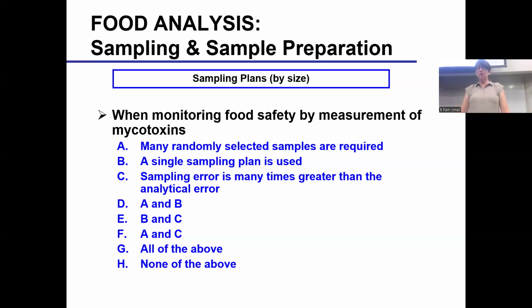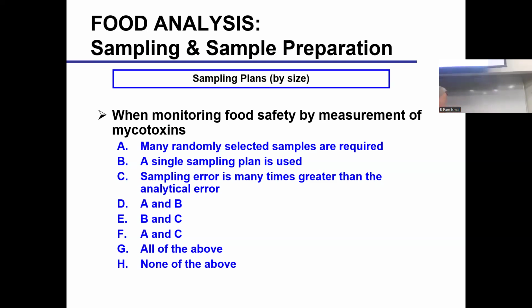So we just talked a little bit about mycotoxin, and here's an example when it is monitoring level of mycotoxins, and you want to measure that. So do we need many randomly selected samples? Is a single sample plan used? Is sampling error many times greater than analytical error? What do you think?